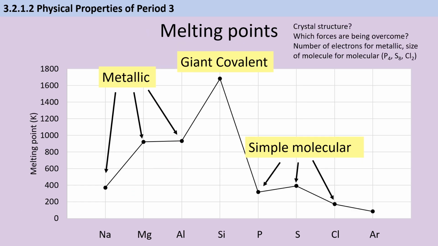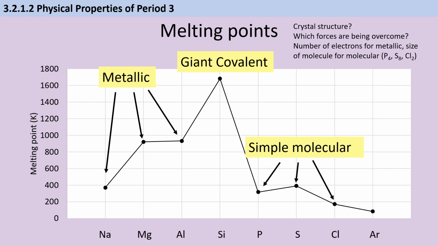In order to describe differences in melting point across period 3, we need to think about what kind of crystal structure we have. So sodium, magnesium and aluminium are all examples of metallic structures, where silicon is giant covalent, and then phosphorus, sulfur and chlorine are simple molecules, and argon of course is monatomic.